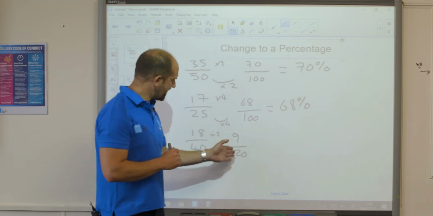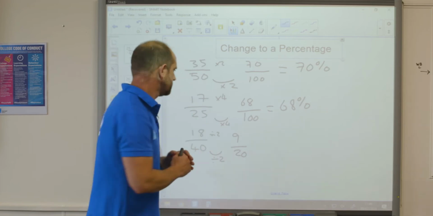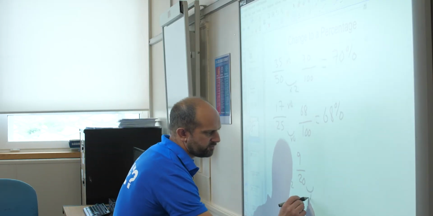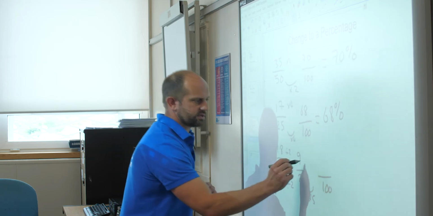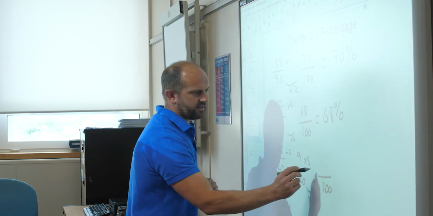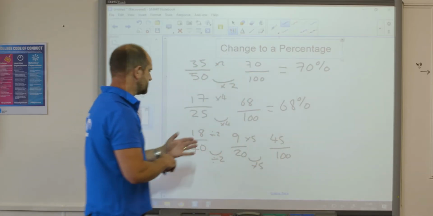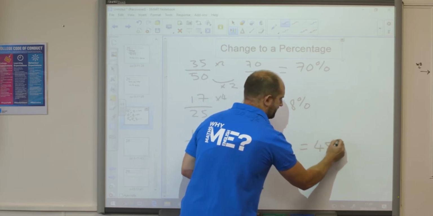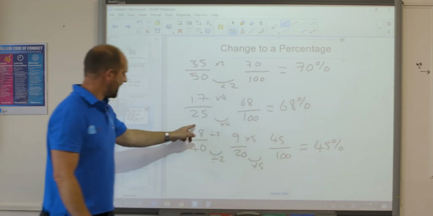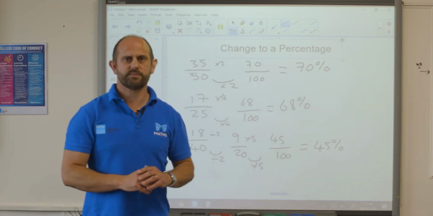So if I times that 20 by 5, I get 100. So if I times the top by 5, that gives me 45. So I've got 45 over 100. So therefore, that is 45%. So 18 over 40 as a percentage is 45%.